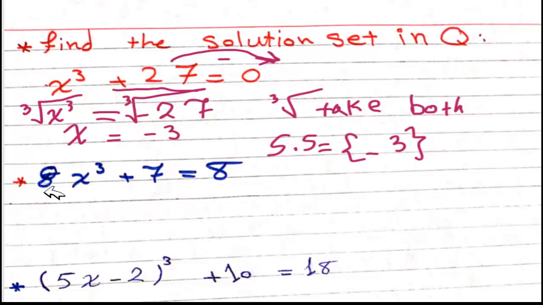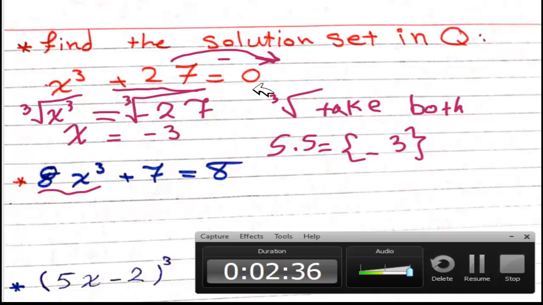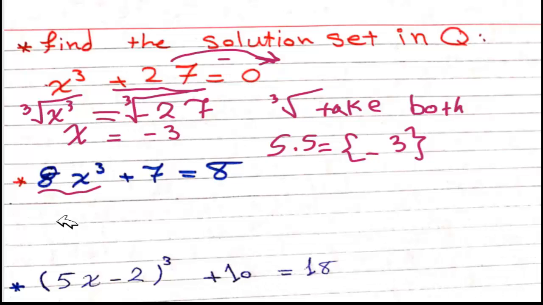Second example: keep 8x power 3 on the first side. On the other side, put positive 7 with the opposite sign, which is negative 7. So 8 minus 7 will be how many? 8 minus 7 will be 1. Now I have 8x power 3.